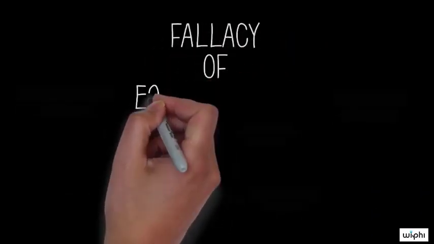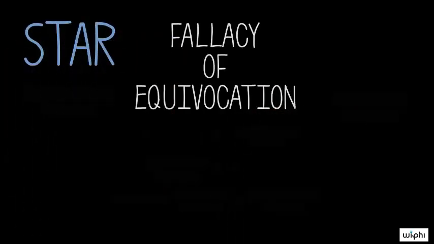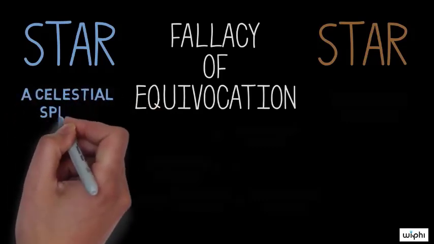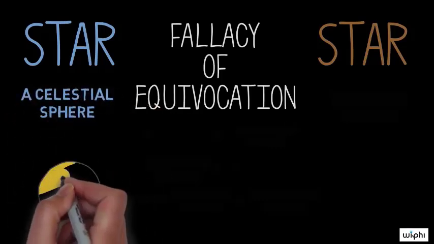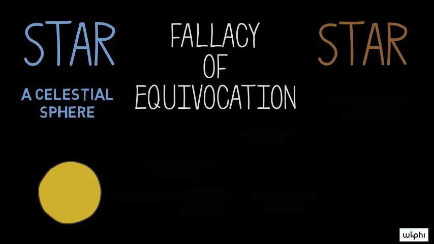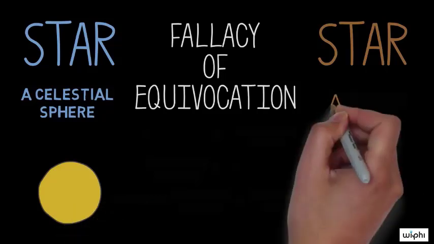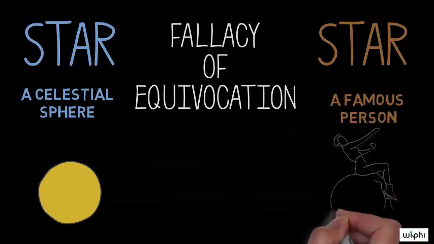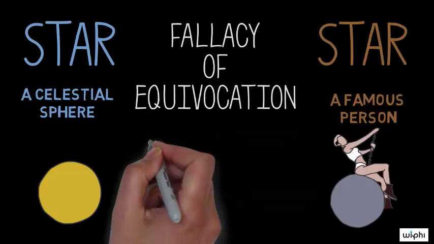This argument commits the fallacy of equivocation. Here, the word star is used with different meanings in the two premises. In the first premise, star is intended to mean something like a celestial sphere of plasma. But then the meaning of star shifts in the second premise, where star refers to a famous person. The premises equivocate between two meanings of the word star.